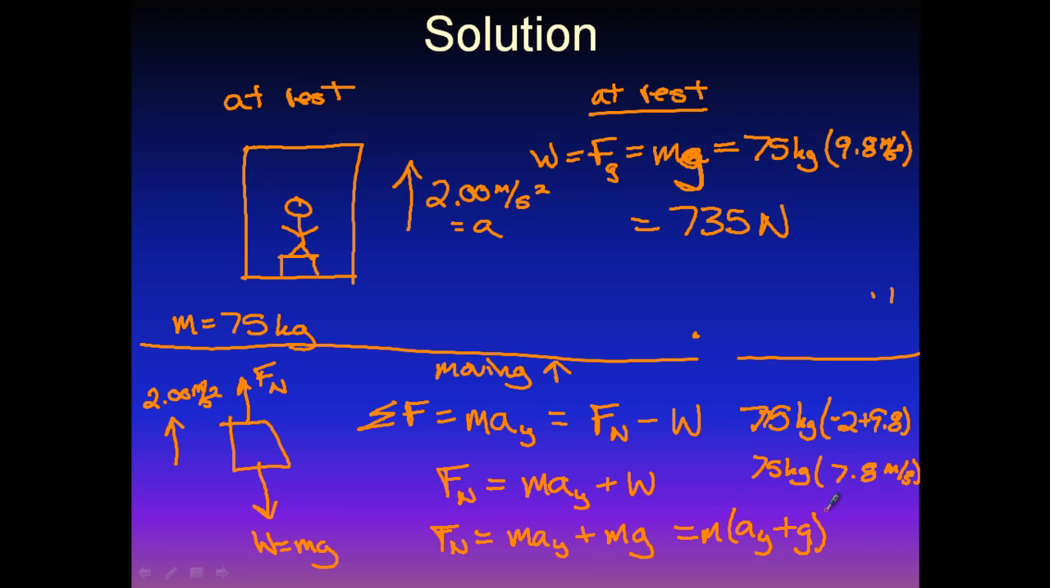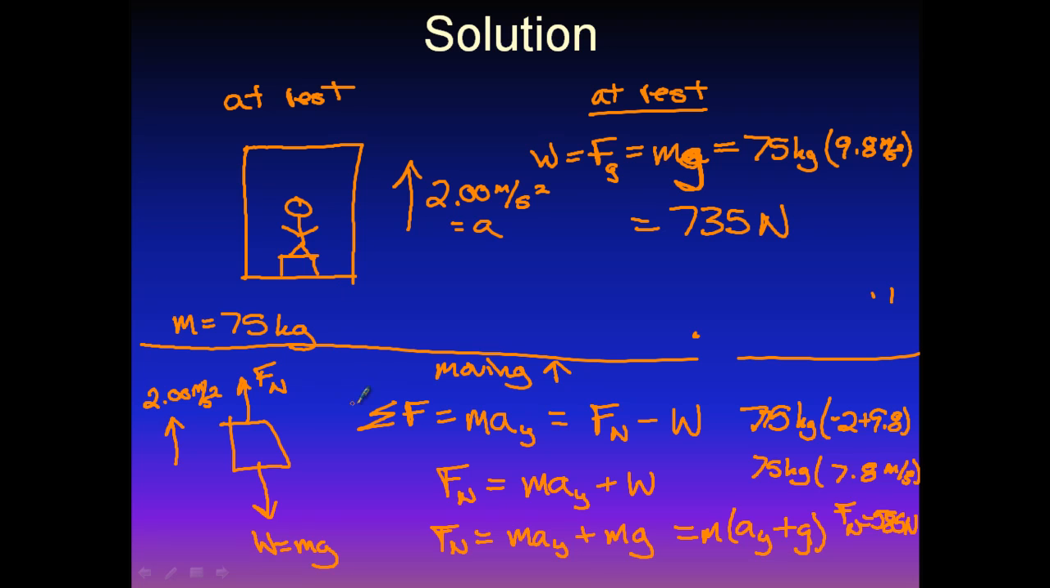And we calculate that. Now you get a normal force of 585 newtons, which makes sense. It should read less than what it does at rest, because you've all been in elevators before, and you could actually feel yourself getting a little lighter.